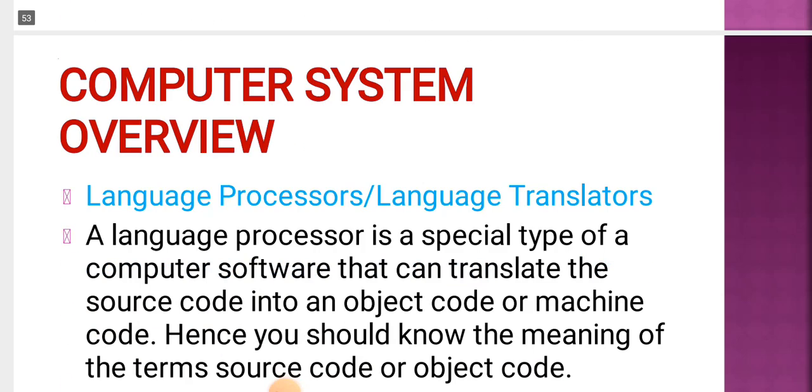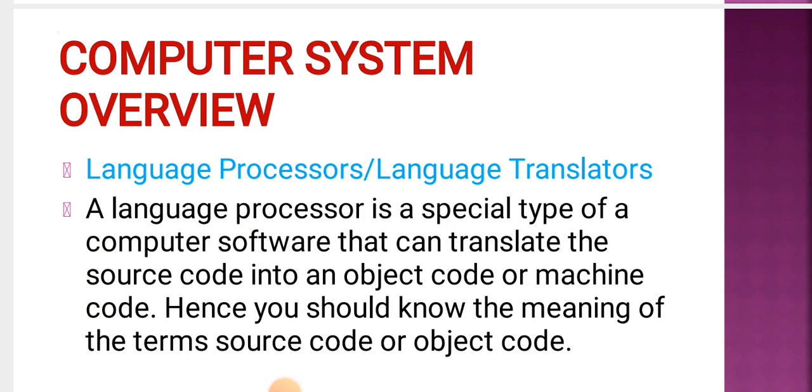Okay, now we are going to talk about the language processor or language translators. A language processor is a special type of computer software that can translate the source code into an object code or machine code. So what is meant by language processor? Actually, language processor is a software, a set of instructions. So what it is going to do means it will convert the high level language into low level language.